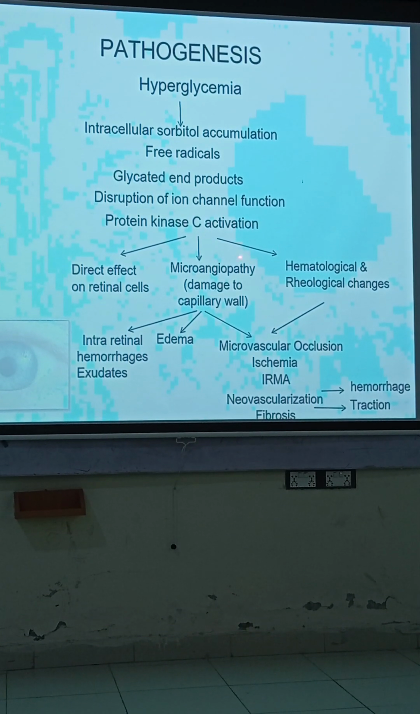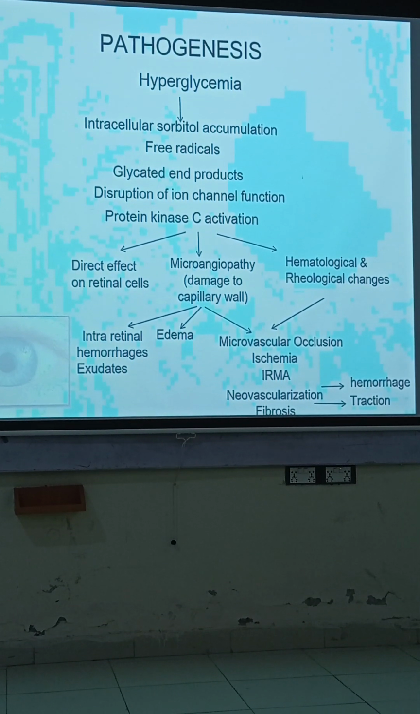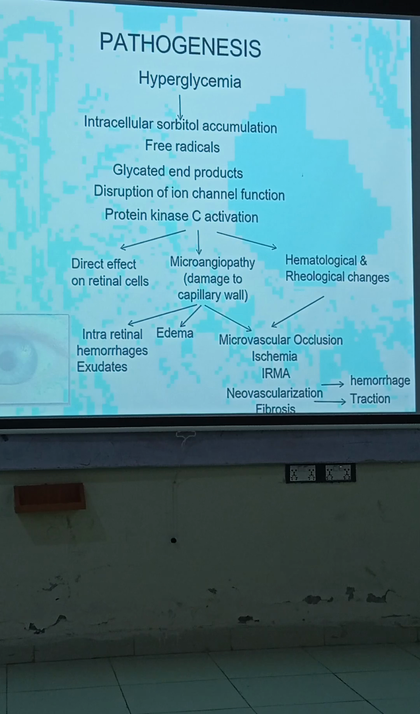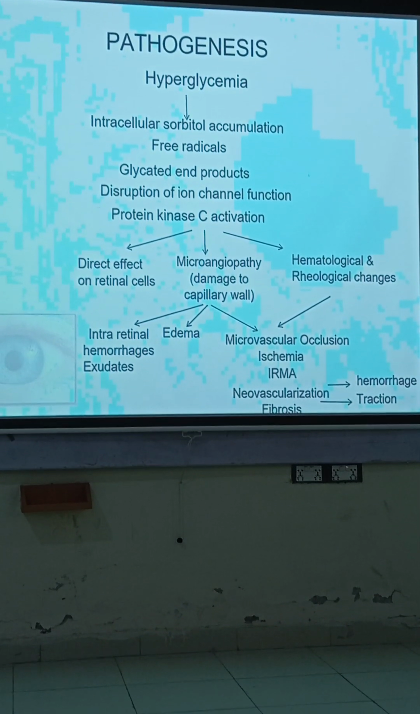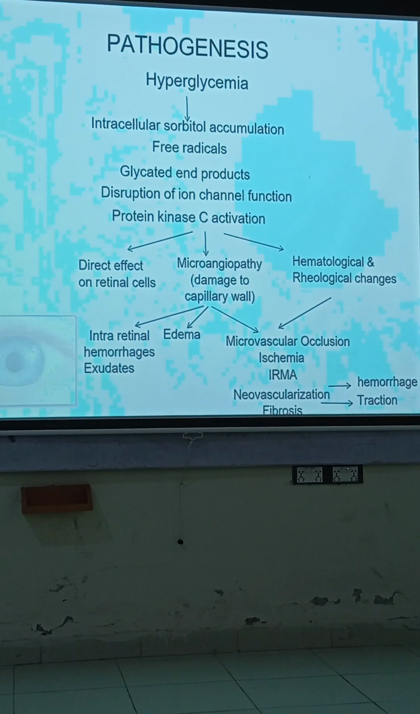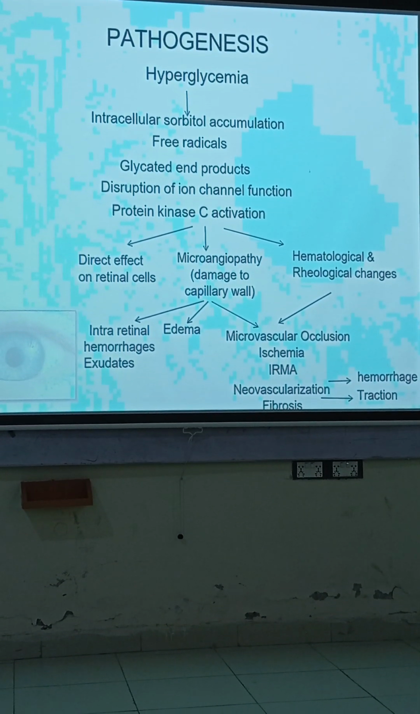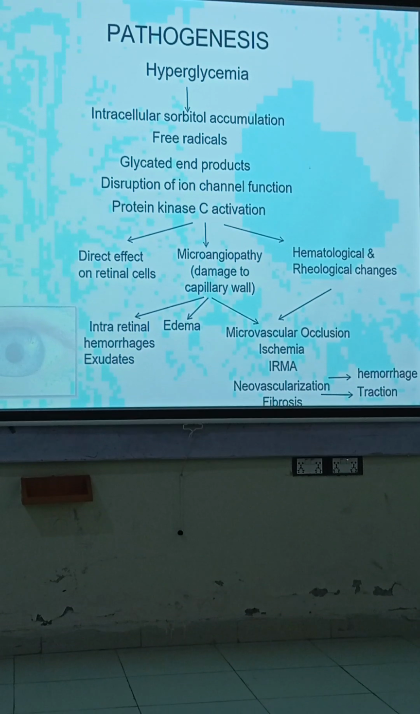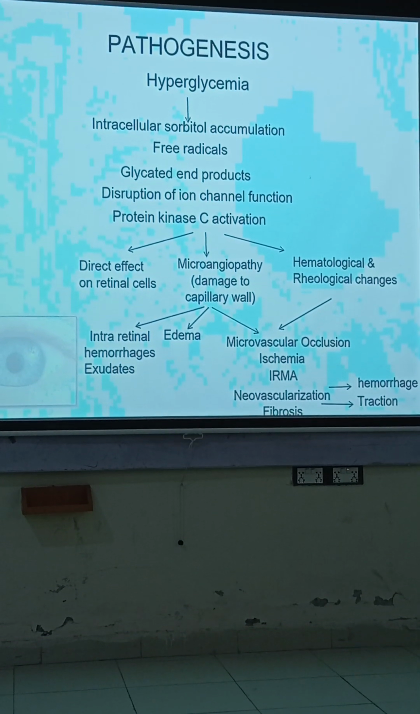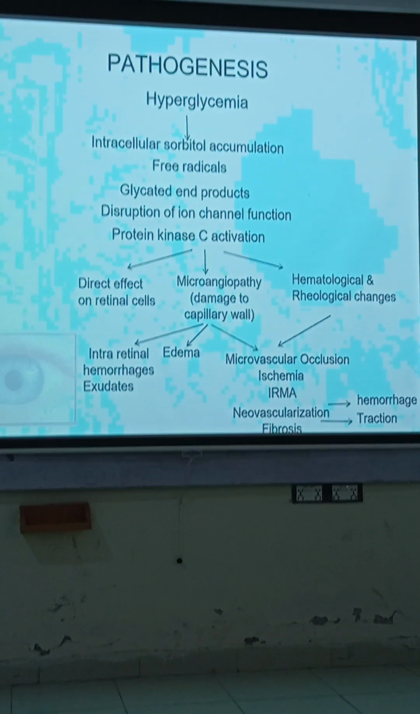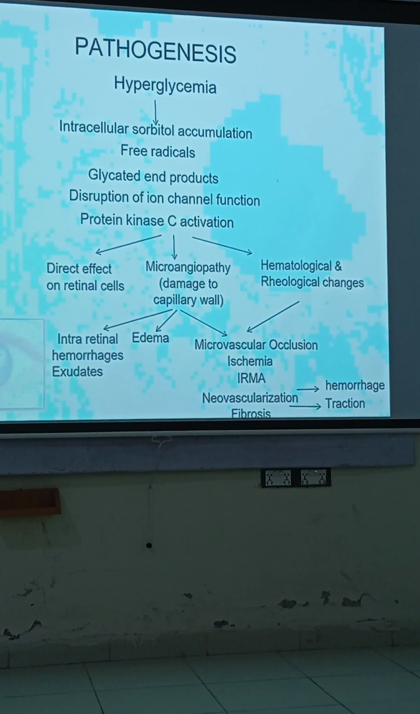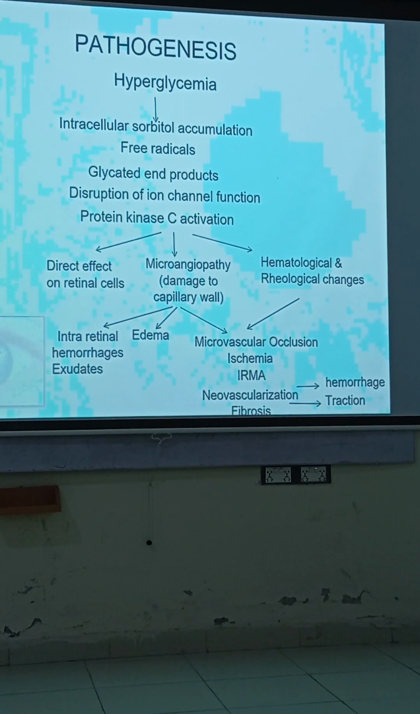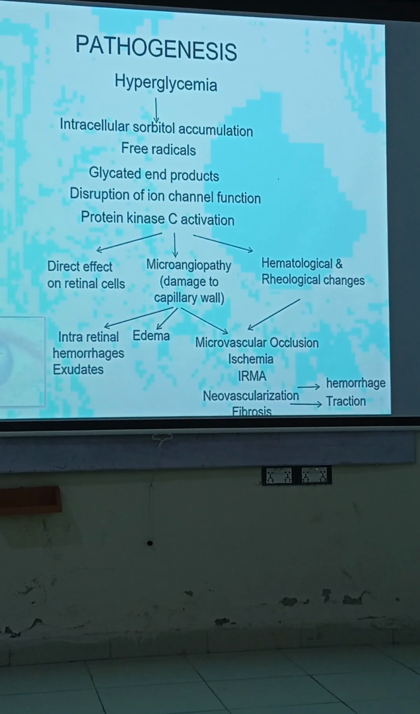Then there are three possibilities: direct effect on retinal cells, like it damages the supporting cells of the endothelial vessels of the retina, supporting cells like pericytes. To each endothelial cell, one pericyte is assigned. The loss directly damages the pericytes, so when it is damaged, the endothelium also becomes fragile.